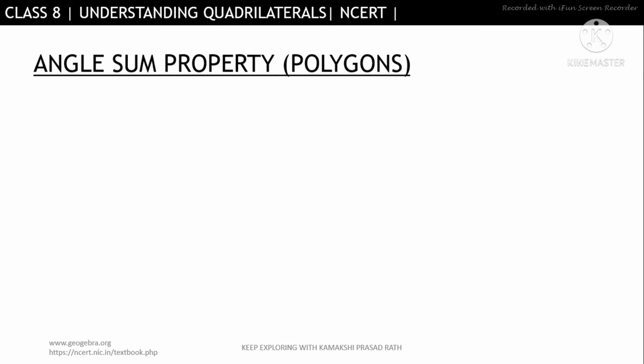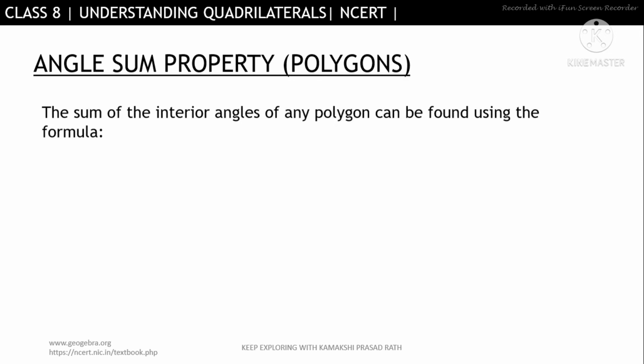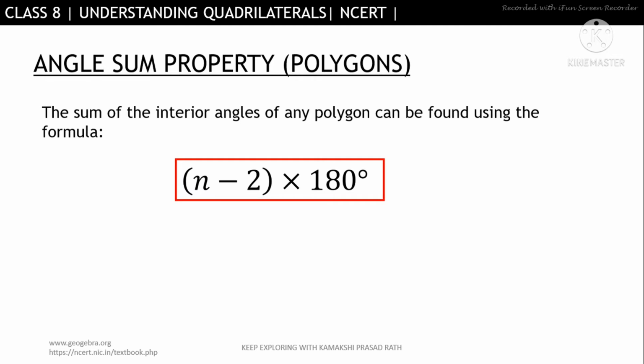When you talk of angle sum property, here we will be considering the interior angles of a polygon. The sum of the interior angles of any polygon can be found using the formula (n minus 2) multiplied by 180 degrees. Here n is the number of sides in the polygon. Using this formula, we can easily find the sum of the interior angles of any polygon. So let's see one example.